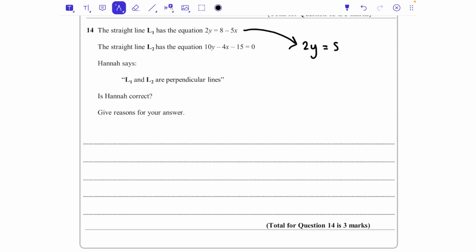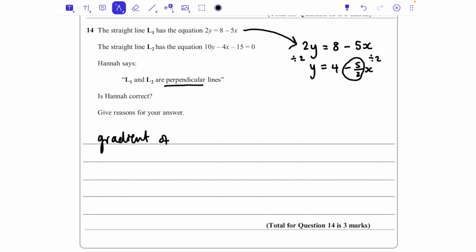So I know that 2y is 8 minus 5x, and y, we would need to divide both sides by 2, would be 4 minus 5 over 2 x. Now I know for perpendicular lines we're looking for the negative reciprocal, so you don't really want to put 2.5 there if you can help it, because we want to see, are the gradients, the number in front of the x's, going to be the negative reciprocal of each other? So the gradient of L1 is minus 5 over 2.